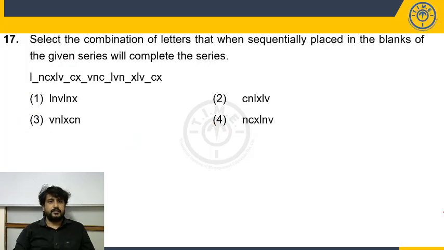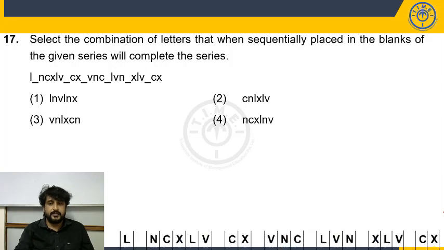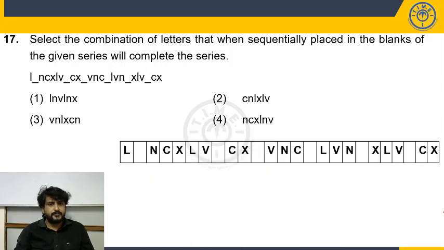Now, letter sequence. The combination of letters that, when sequentially placed in the blanks of the given series, will complete the series. See, this kind of question we can go through only through the options where it follows some trend. The trend has to be observed by us. By substituting the choices, you will get some repetitive sequence. It will follow some trend. We need to identify the trend. The same one I have taken here. Let us substitute the first option. Can you see any trend?